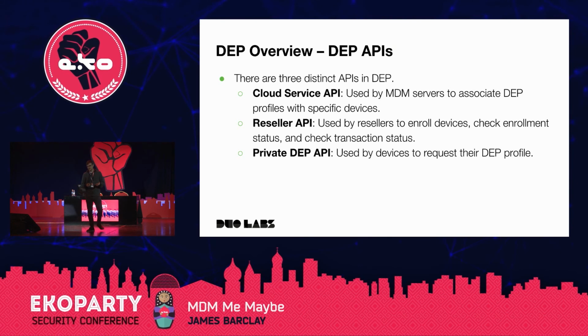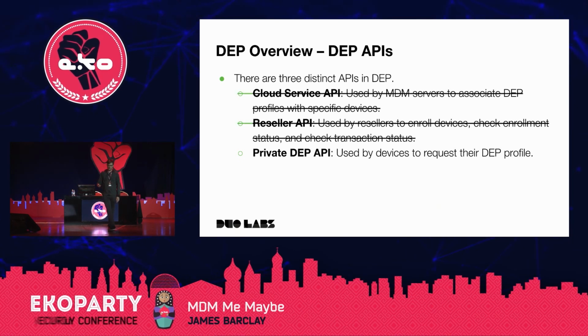Lastly, we have the Private DEP API. This is an undocumented API that is used by devices to directly communicate with Apple's DEP service. So, unless otherwise noted, throughout this talk, I'm only going to be covering the private, undocumented DEP API that's used by devices to communicate with Apple.